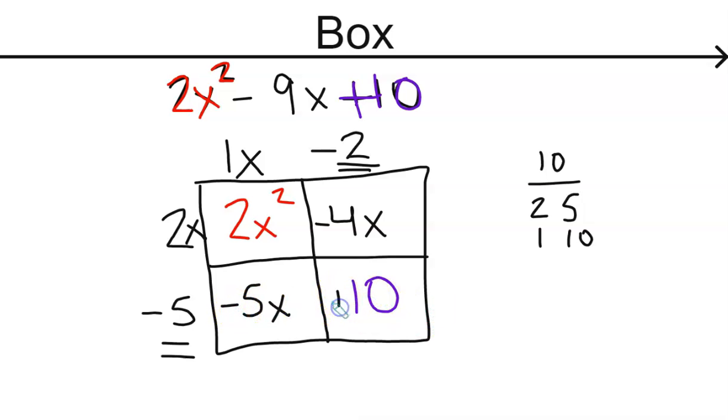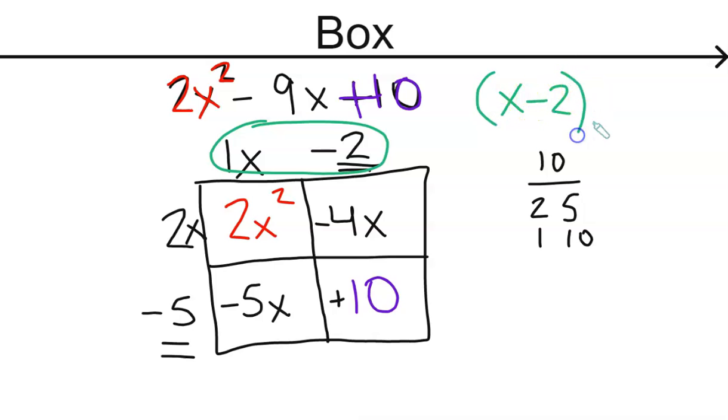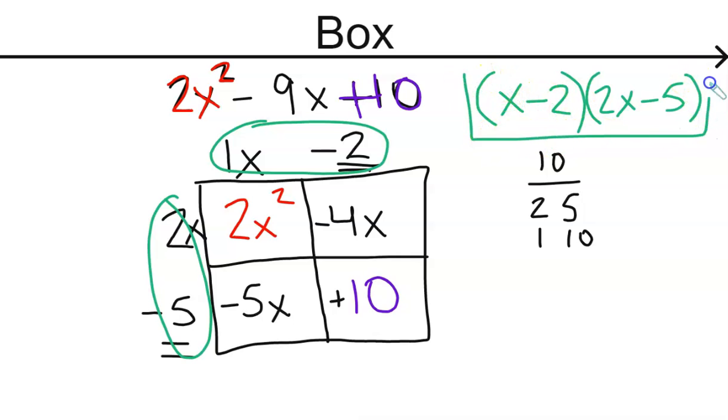But is this still a positive 10? Let's check. Negative 2 times negative 5 is a positive 10. Yes, it works. So on the outside are my factors. I got a 1x minus 2, so I'm going to write this over here. Or remember, you could just say x. You don't have to write the 1. And then the other is this right here, a 2x minus 5. All right, those are my factors. And from the first 2 columns, it should still be the same 2 factors. X minus 2, 2x minus 5.